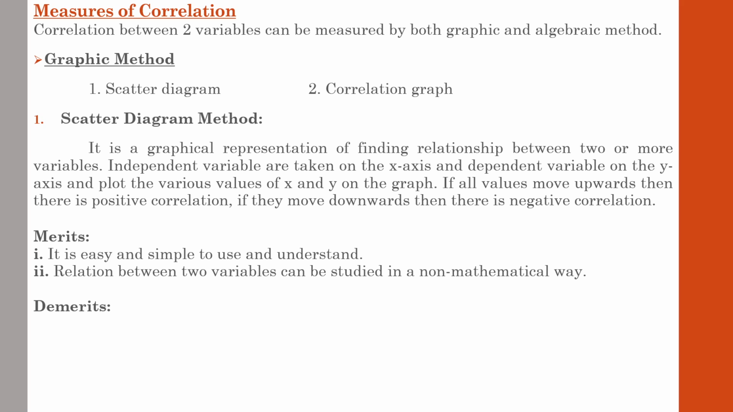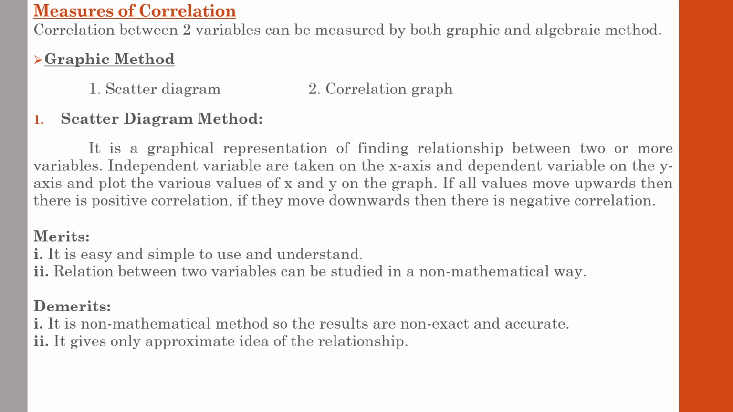But it has its demerits. Since it is not using any equations or mathematical methods, the results are not exact and accurate. We can't always rely on the scatter diagram method for measuring correlation. It gives only an approximate idea of the relationship. It doesn't exactly pinpoint the actual relationship between the variables under study. So these are the concepts of the scatter diagram method.